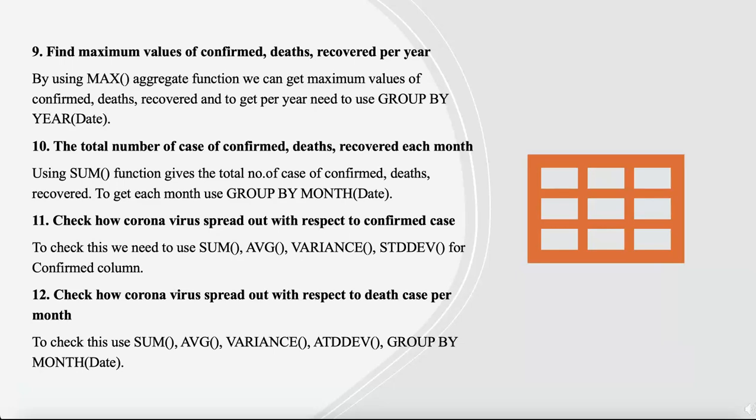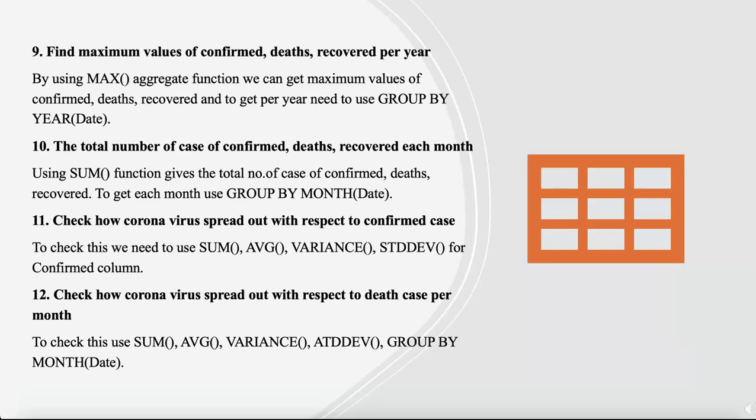Seems to be clear. And coming to the 10th question, the total number of case of confirmed debts recovered each month. Okay, the total number of case means we have to use sum function. By using sum function for these 3 columns, we can get the total number of case of confirmed debts recovered, and they ask it per month. So we have to use month function.